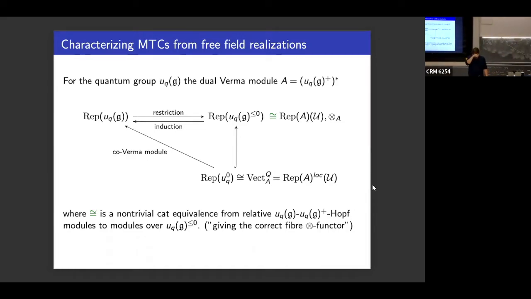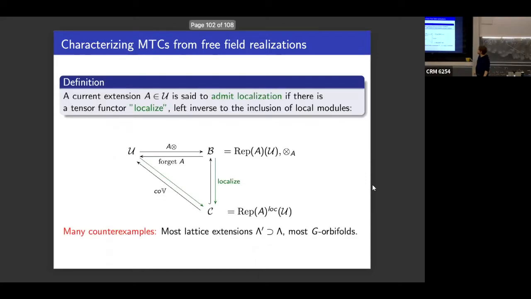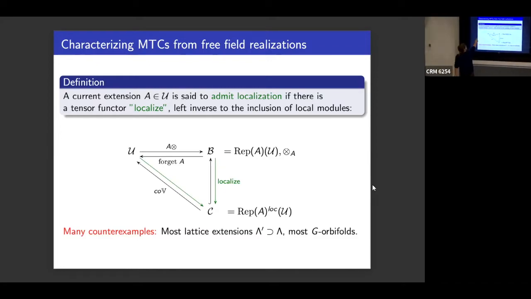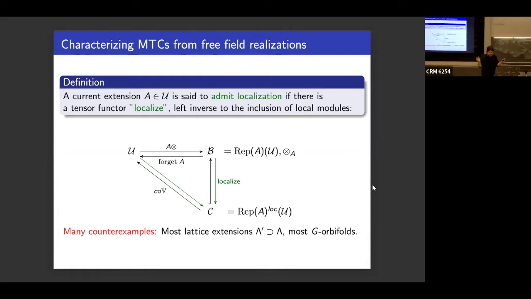Now the question is, what do we know that is not usual? I mean, what is not something that we have in all of these situations? And I'd like to introduce the following name for this. A current extension, which is a completely general object, is said to admit localization if there is a tensor functor, localized, that goes in the other direction, which is inverse to the inclusion of local modules. So I want to look only at cases where I can take a twisted module in this general sense, or for orbifolds, if you want, a twisted module, and by force make it local, kicking out all the twisted part of it.